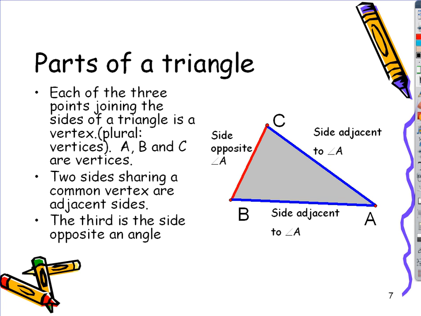Two sides sharing a common vertex are what we call adjacent sides. Okay? So for example, if we're talking about vertex A here, we would say that both of the blue sides are sides that are adjacent to angle A. Okay, because they're next to it. Angle A is a part of both of those sides. But the red side over here is what we call the opposite side. That's the side that's looking at angle A and vice versa. Okay, it really makes sense when we call that opposite.